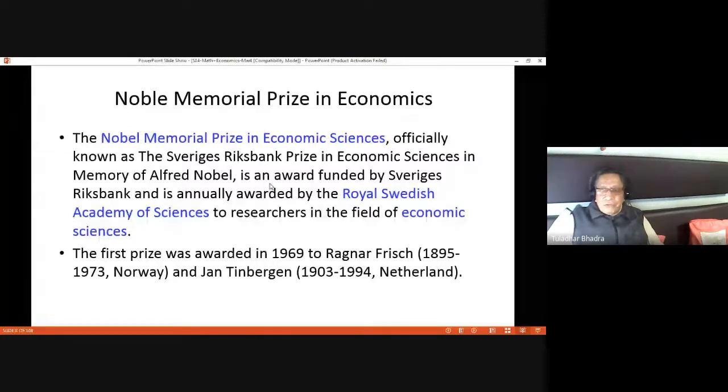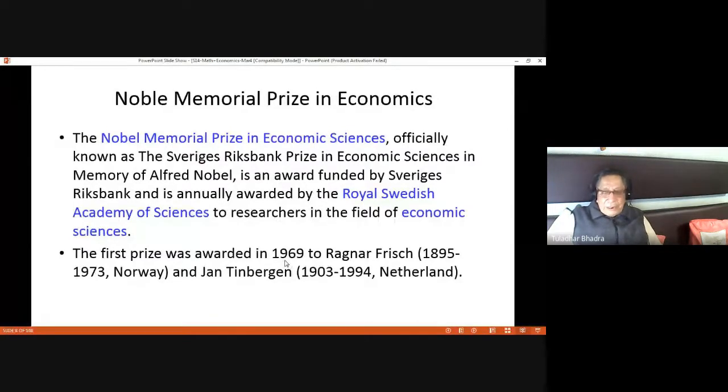It is an award founded by Sveriges Riksbank, the Bank of Sweden. So it was founded by a bank and is annually awarded by the Royal Swedish Academy of Sciences to researchers in the field of economic science. So it was not a Nobel Prize named after Nobel, and he did not start the prize. The real Nobel Prizes are for chemistry, physics, medical sciences, and even literature.